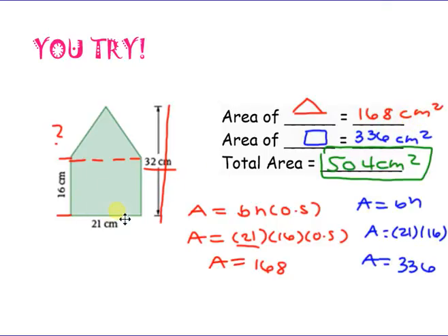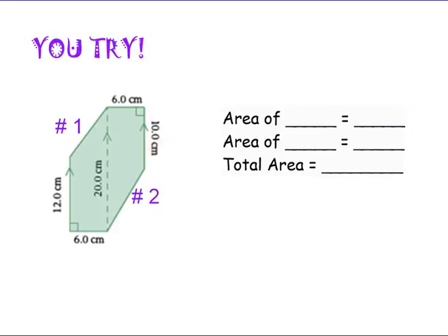Then the rectangle was a lot easier. 21 times 16, which was 336. When I added them together, I got 504 centimeters squared. All right, go ahead and try this one.